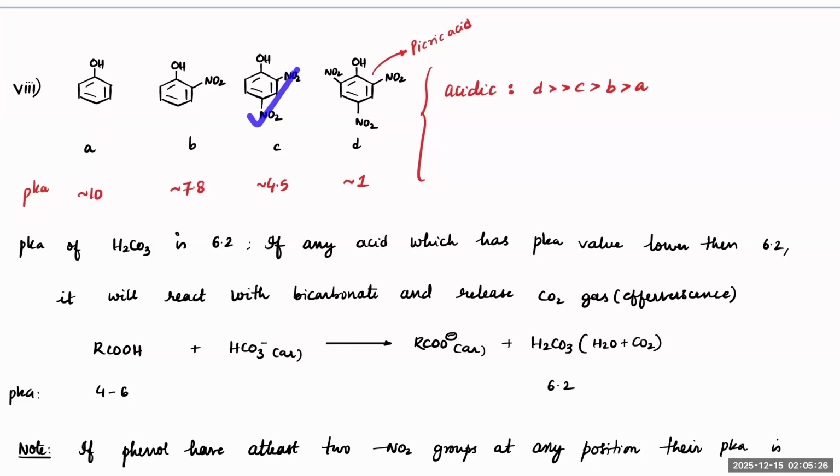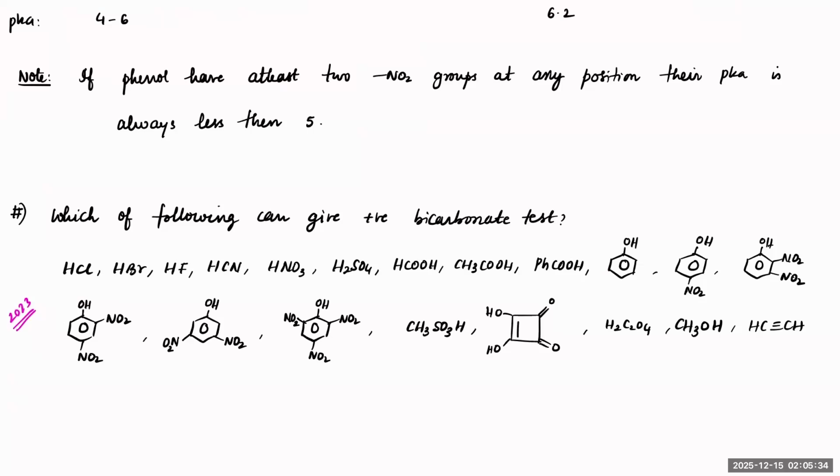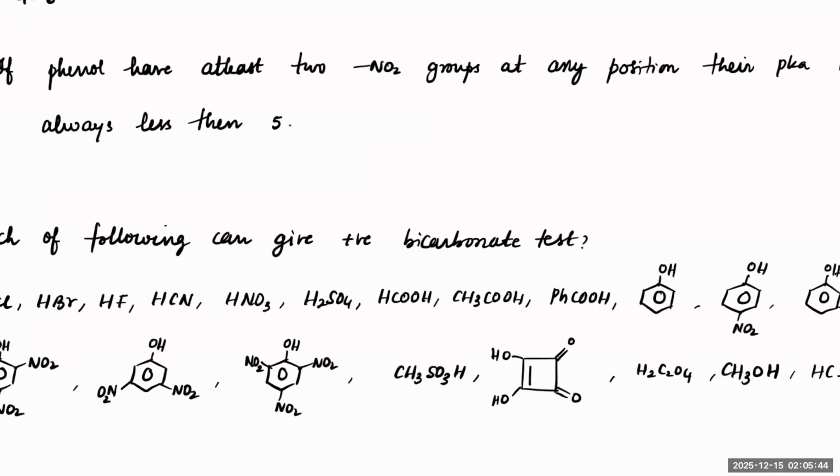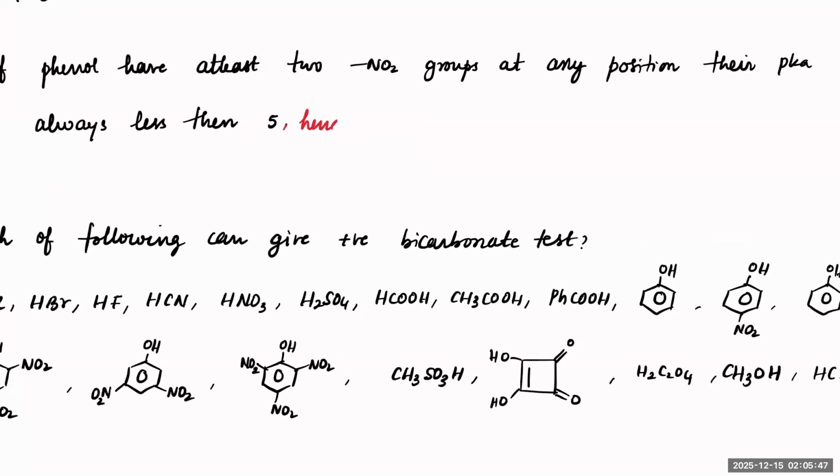As long as you have 2-nitro, 3-nitro, they all can give this positive reaction. And that's what you will notice. Because if you have at least 2 nitro groups at any position, their pK value will always be less than 5. Hence, they can give brisk effervescence of carbon dioxide gas.